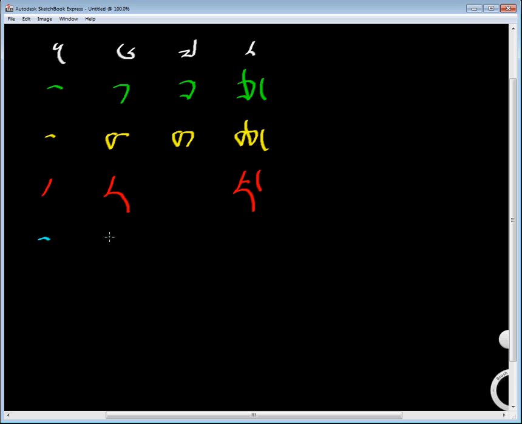And then letter nya. That's the yingo, the letterhead. Second step. Third step. And then the fourth step, somewhere from the middle, draw this line down. So that's letter nya.